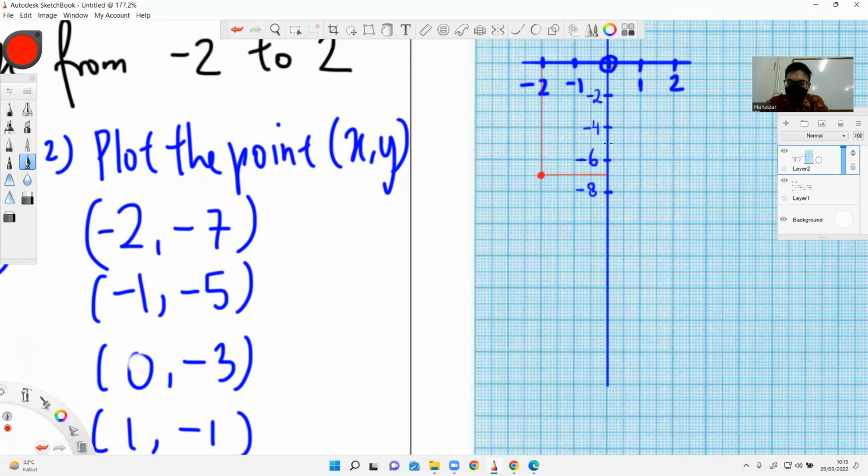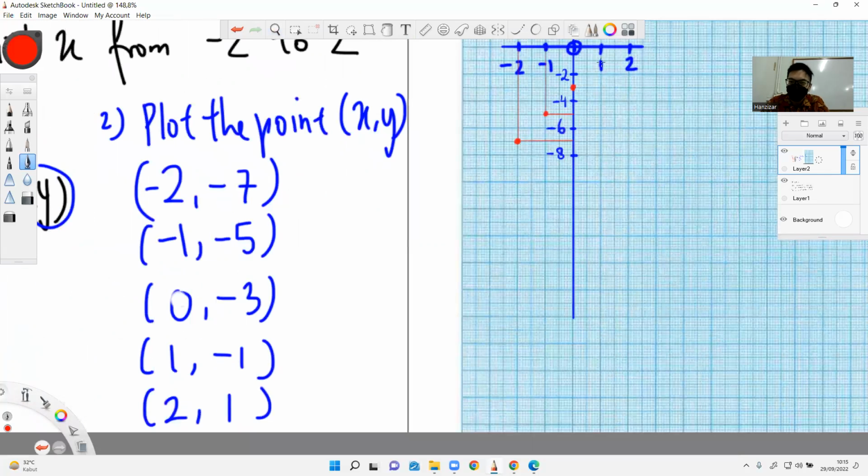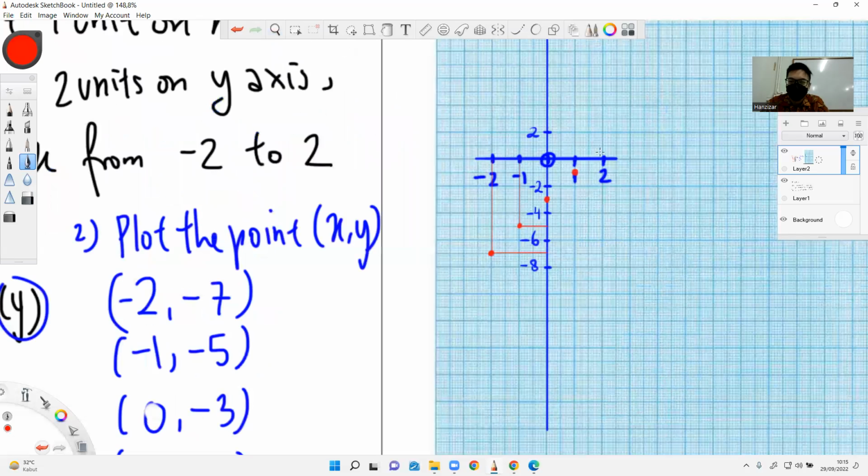-1 and -5 under here. Right? 0 and -3. X is 0, y is -3 here. Right? And then 1 and -1. It is here. And then 2, 1. It is here. So do you notice the pattern? The pattern is producing a line. That's it. Okay, that's how you draw.